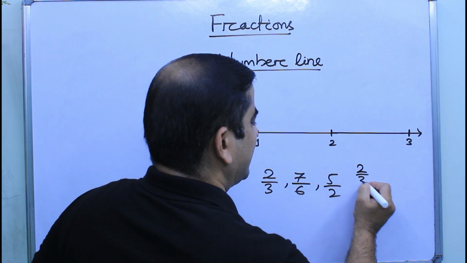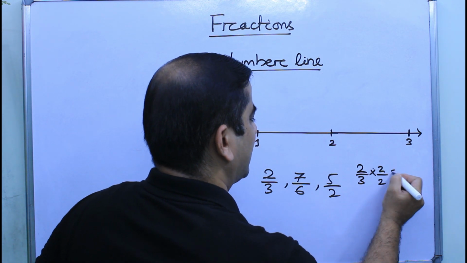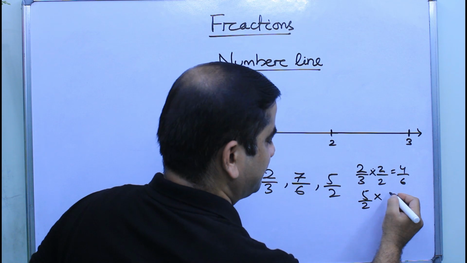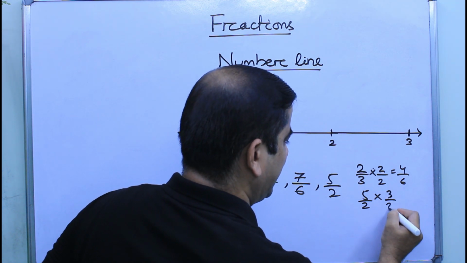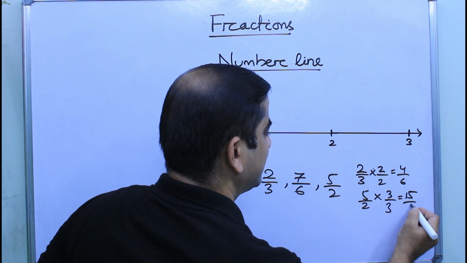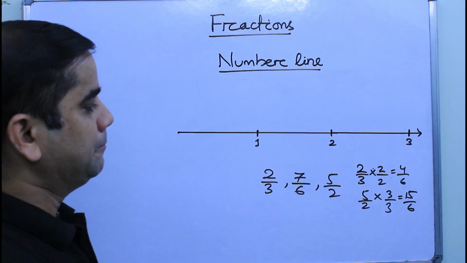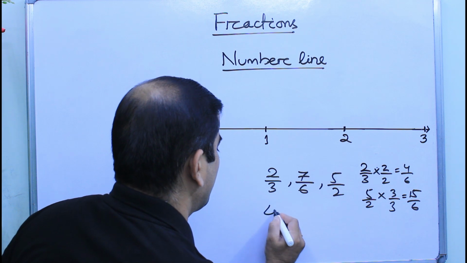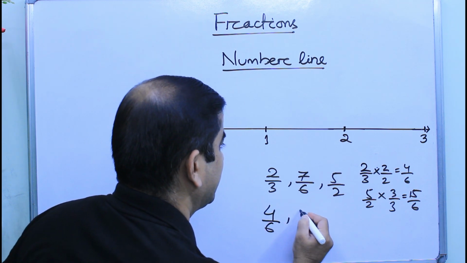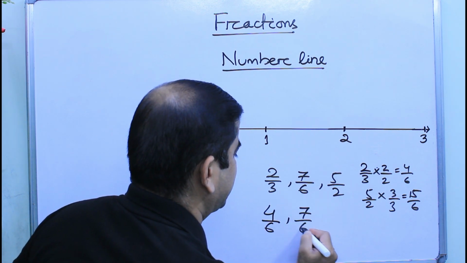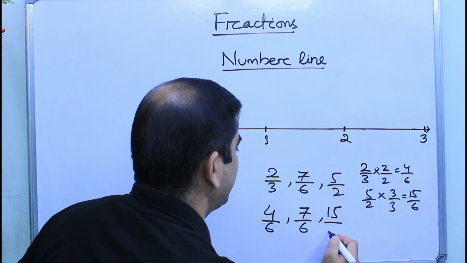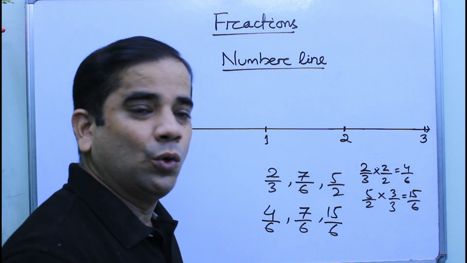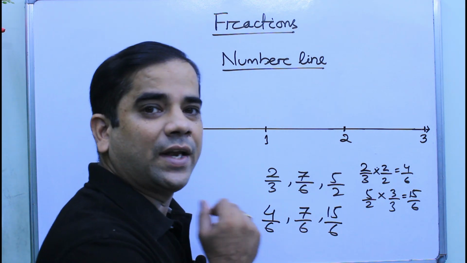So 2 by 3 into 2 by 2, that is 4 by 6. 5 by 2 into 3 by 3, that is 15 by 6. Okay, so after conversion the fractions are 4 by 6, 7 by 6 and 15 by 6. So let us now discuss the first method to represent these fractions on the number line.